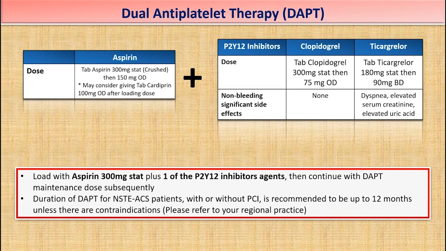Both DAPT agents have to be given in a loading dose at the beginning. For aspirin, we'll load the patient with tab aspirin 300 mg stat crush, then followed by 150 mg OD. You can also consider giving them tab cardipine 100 mg OD after the loading dose. On the other hand, for P2Y12 inhibitors, for clopidogrel, we will load with 300 mg stat similarly, followed by 75 mg OD. For ticagrelor, the loading dose will be 100 mg stat, followed by 90 mg BD. So the duration of DAPT for NSTE-ACS patients, with or without PCI interventions, is recommended to be up to 12 months unless there are contraindications.